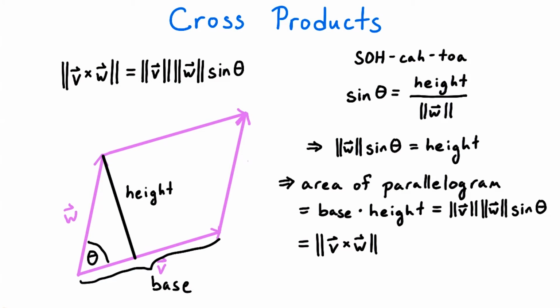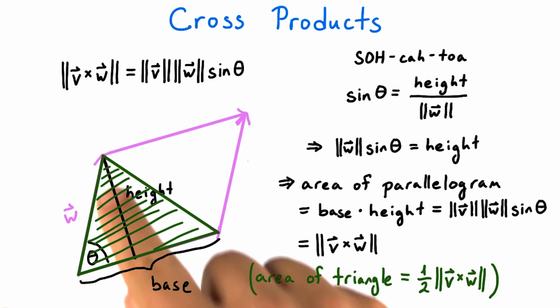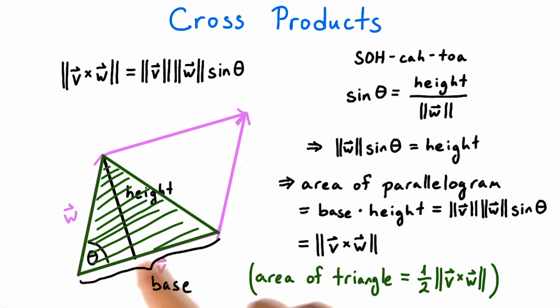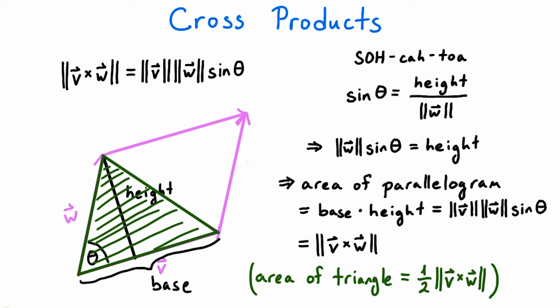Remembering that the area of a parallelogram is base times height, this means that the area of this parallelogram is the magnitude of v times the magnitude of w times sine of theta. In other words, it's the length of v cross w. Another geometric note is that the area of this triangle spanned by v and w is exactly 1/2 of the area of the full parallelogram. That means the area of the triangle will be 1/2 times the magnitude of the cross product.